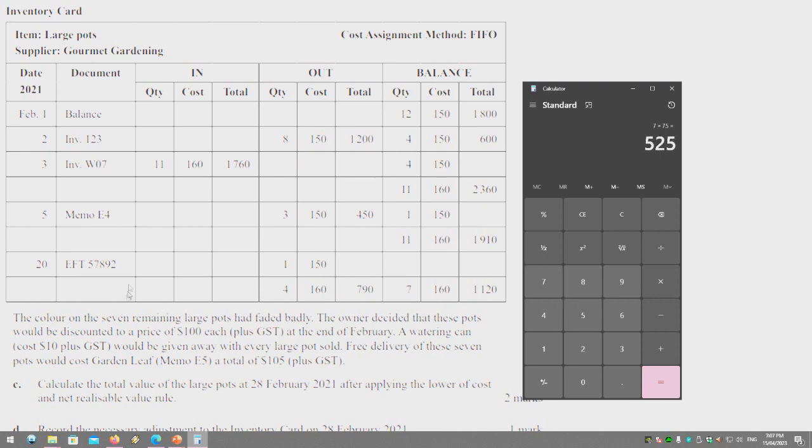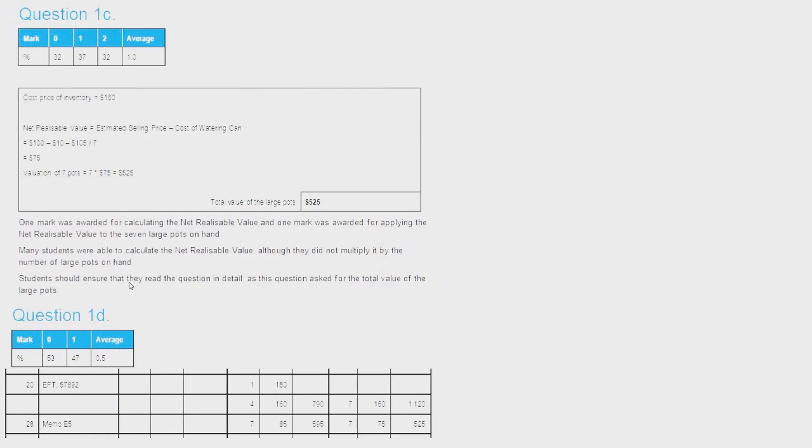Let's take a look. And there you have it, right at the bottom here. Alrighty.